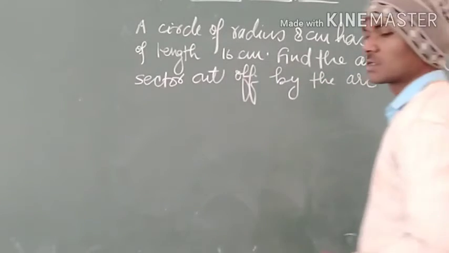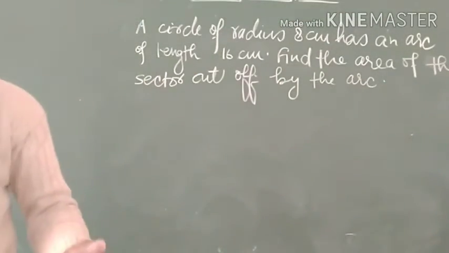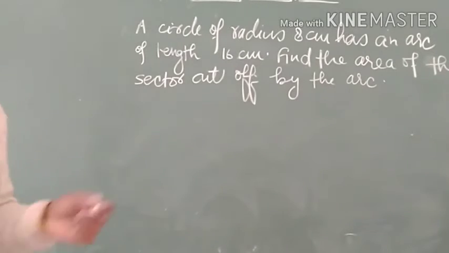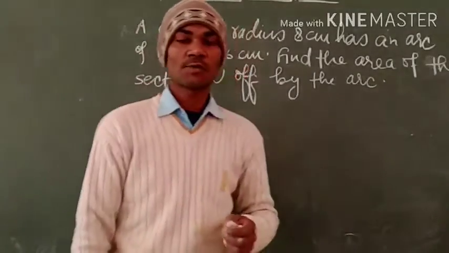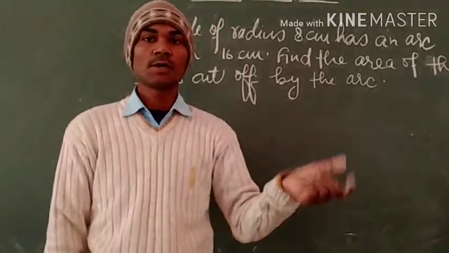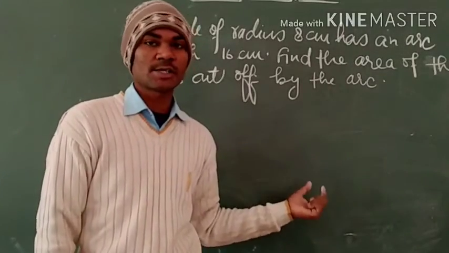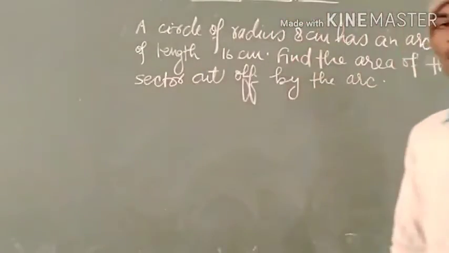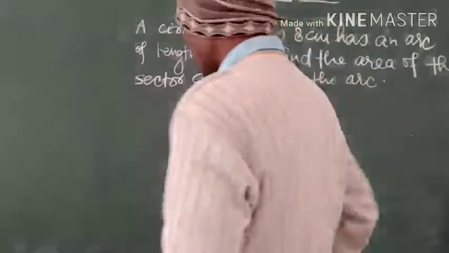Okay, students. So this is the given question. The question looks a little complicated, but there is nothing. First of all, we shall find out the length of the arc using the previous formula that we studied in the last video, and after that we apply the current formula that we studied recently. So first of all, we shall find out the length of the arc, so we shall write the formula.